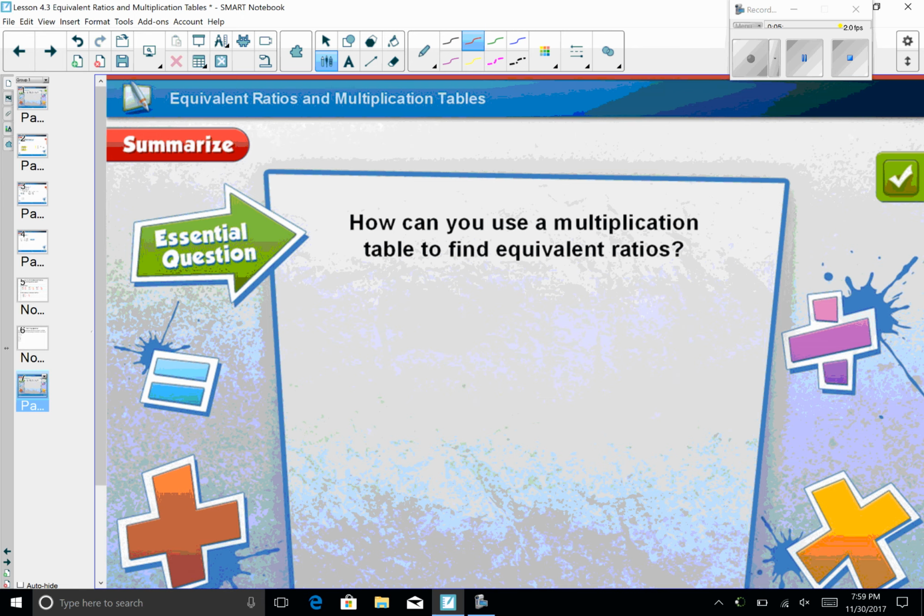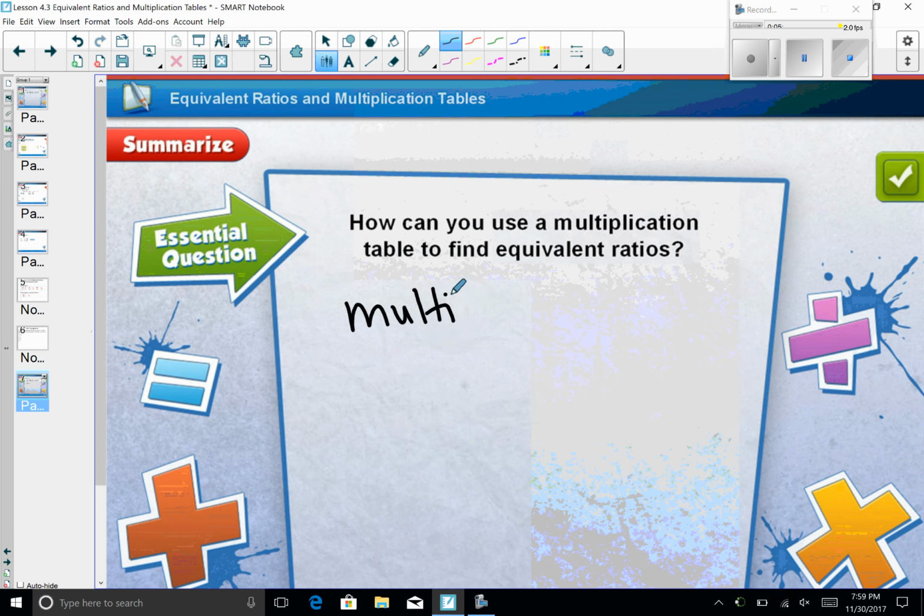Okay, our last step is to copy down our essential question. How can you use a multiplication table to find equivalent ratios? We're going to add to that because we also discussed how we can multiply and we also discussed how we could divide. So I should see all three of these strategies mentioned in your response. Once you've completed that, the video is done, and I look forward to discussing this with you in class.